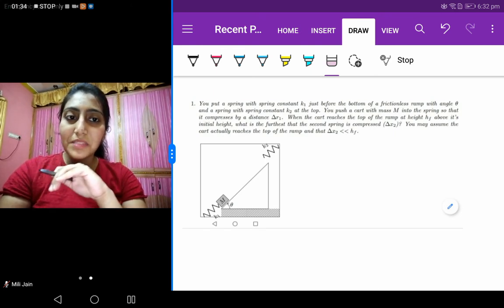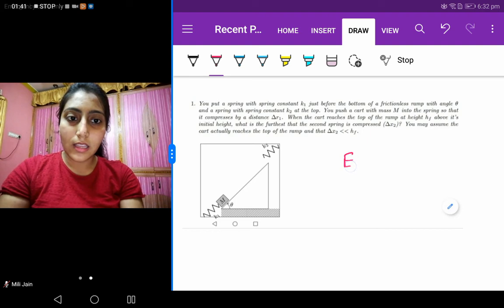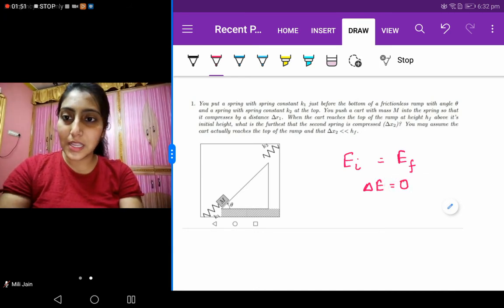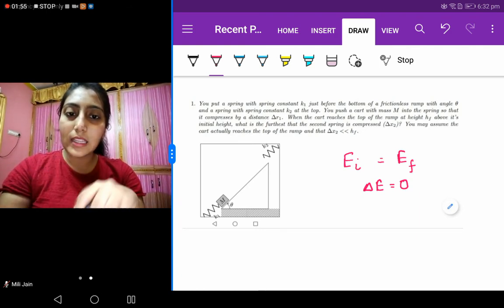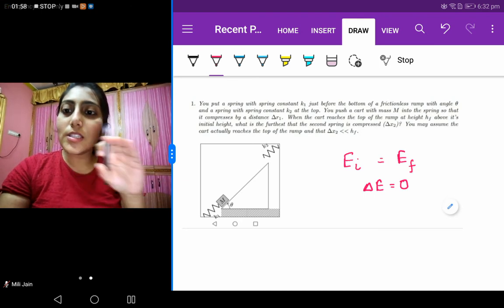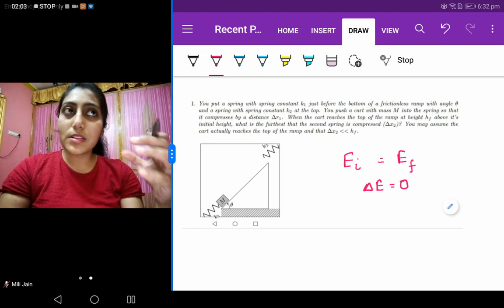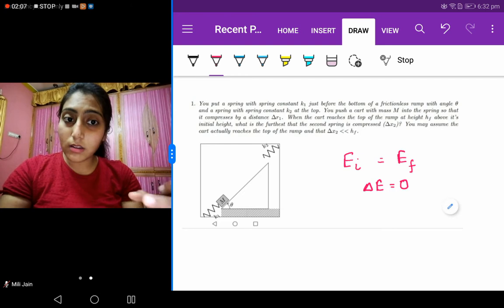Therefore it is a completely conserved system, that is, the energy is going to be conserved, which means we can write that E initial equals E final, or delta E equals 0. That means energy is just transferring from one point to another and keeping the energy of the whole system constant. When you are doing a problem over energy conservation, the system matters a lot.